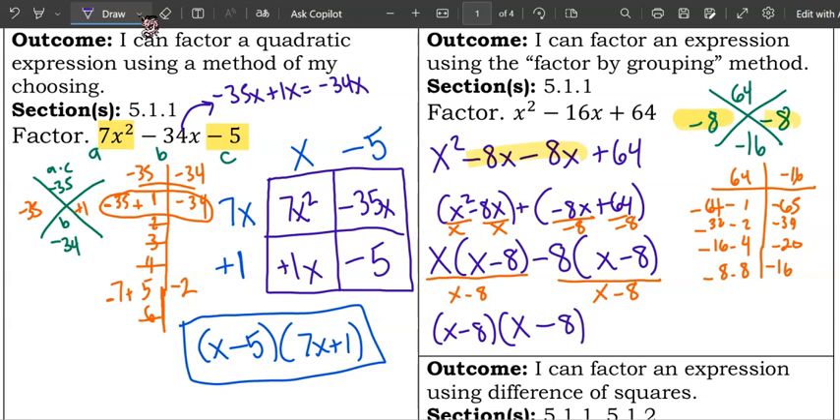Now we have the same factor repeated twice. So that is the same thing as x minus 8 squared. And this is our factored form of this standard expression.